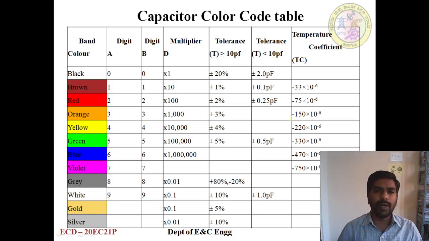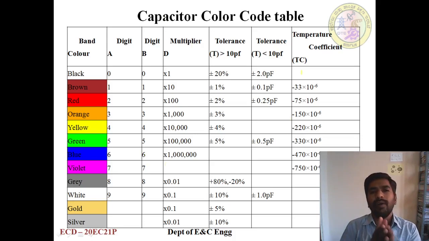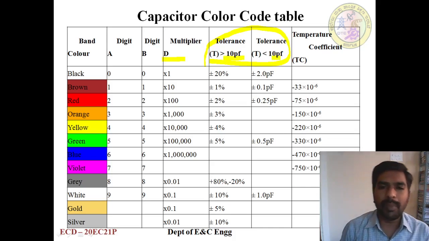Then coming to color code, capacitors also have a color code. The same order is there, but the way of calculating is somewhat different. Instead of band 1, band 2, they are using digit A, digit B, and digit D. Digit D is a multiplier, and there is a tolerance also. The tolerance has two specifications: one is greater than 10 picofarad and the other less than 10 picofarad. It depends upon the capacitor value.